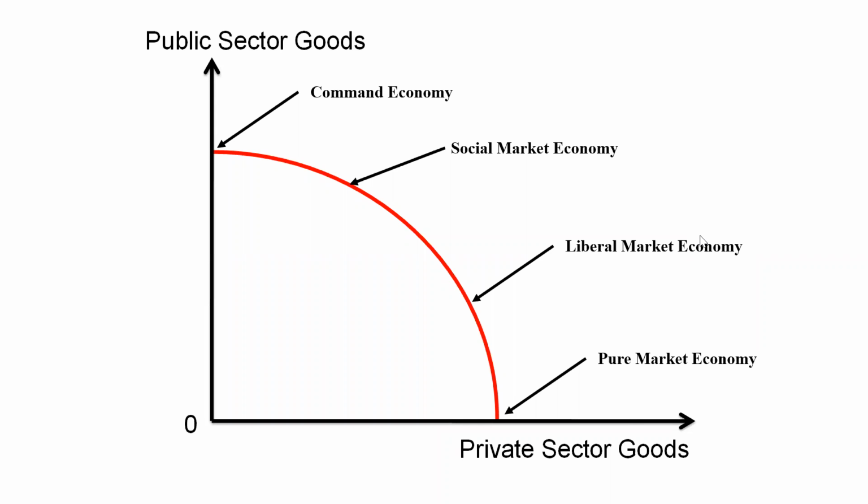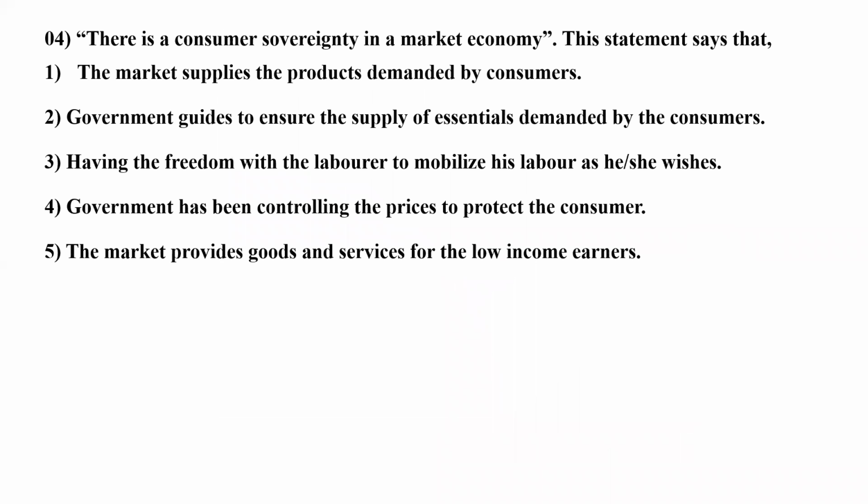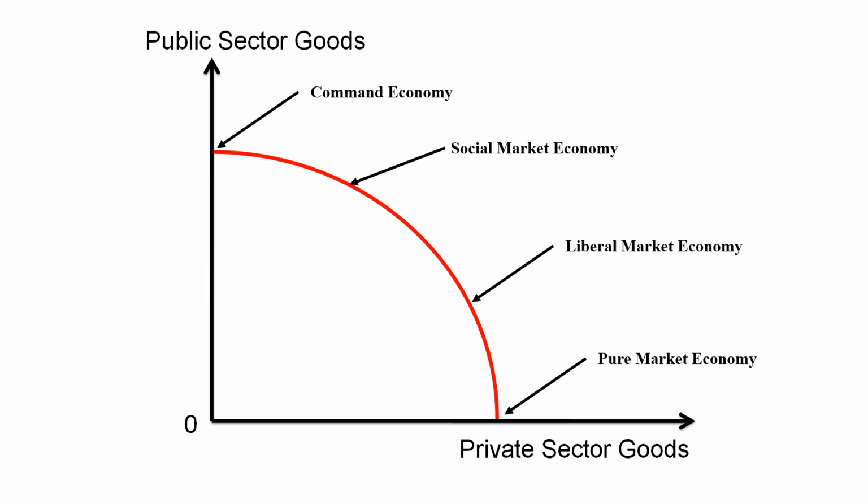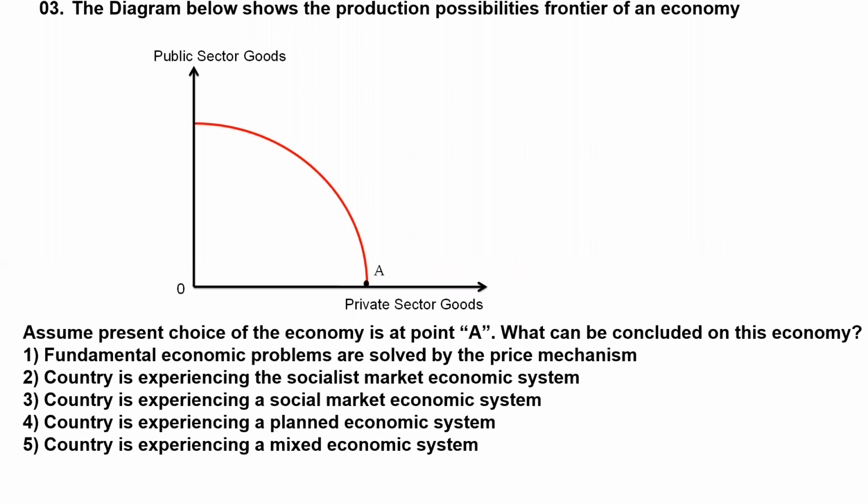So what is the answer? Pure market economic system. But there is no answer like pure market economy. You can see when you look at the question, there's no answer like pure market economy. But there's an answer which tells about a pure market economic system. Answer number 1, fundamental economic problems are solved by the price mechanism. That means the pure market economy. Question number 3, answer number 1.